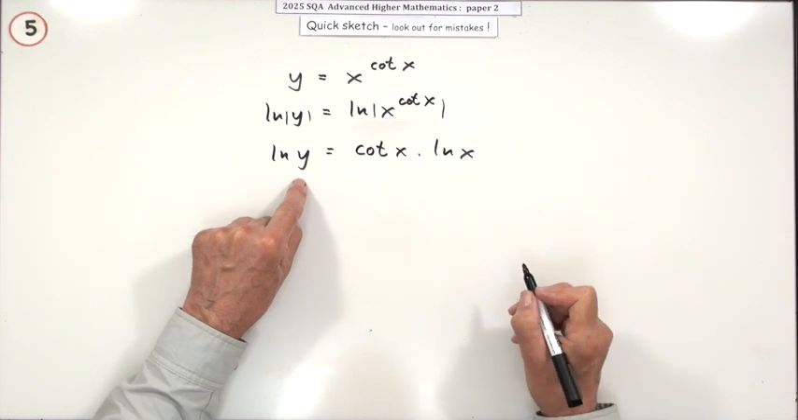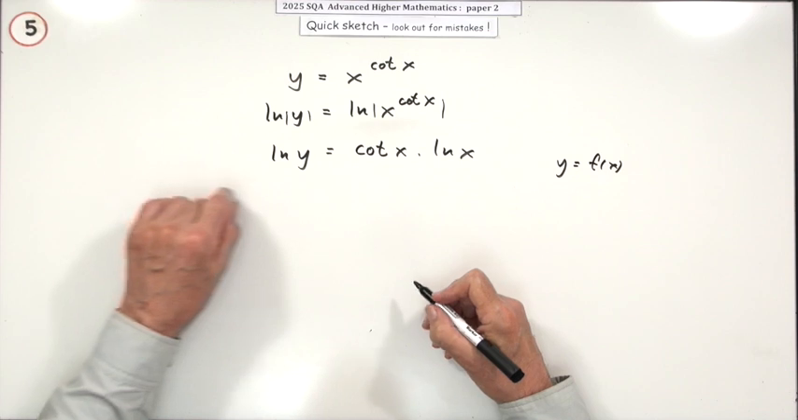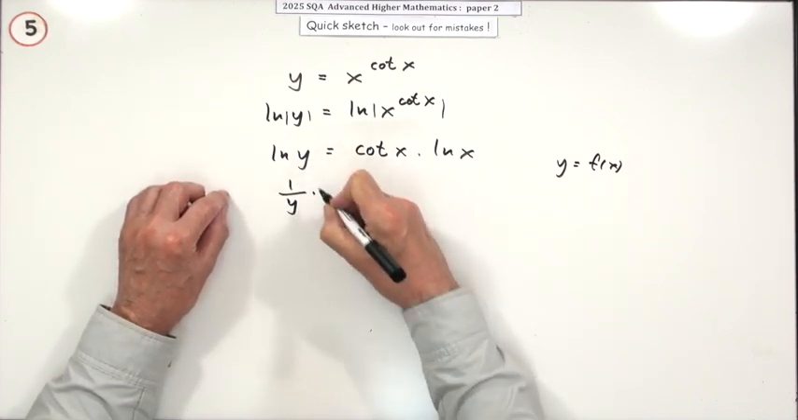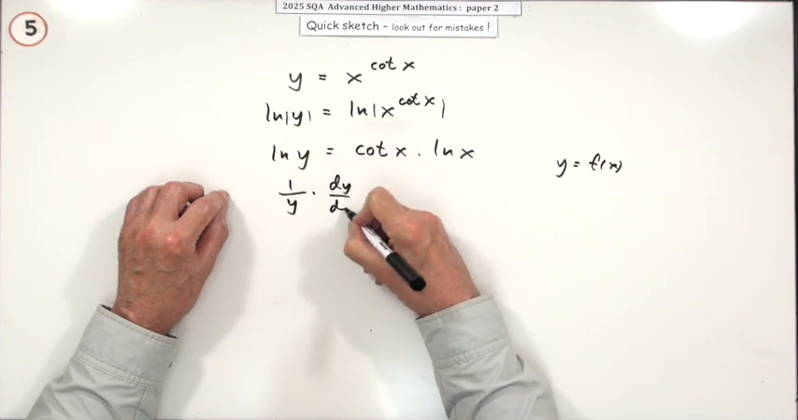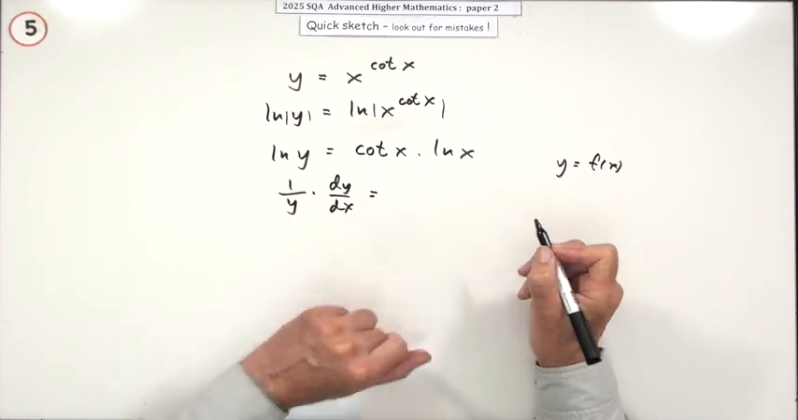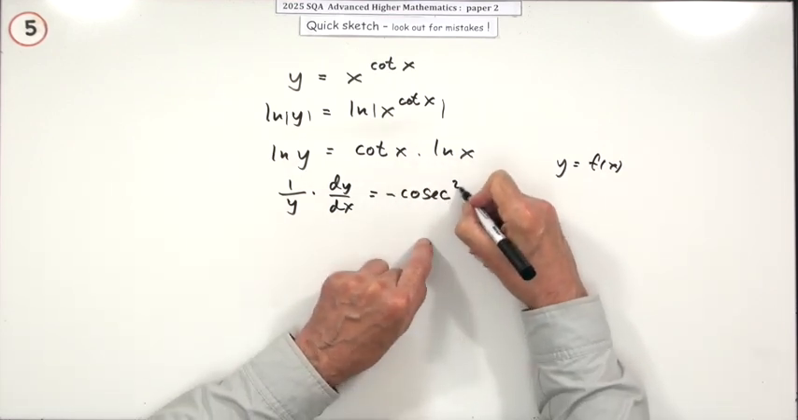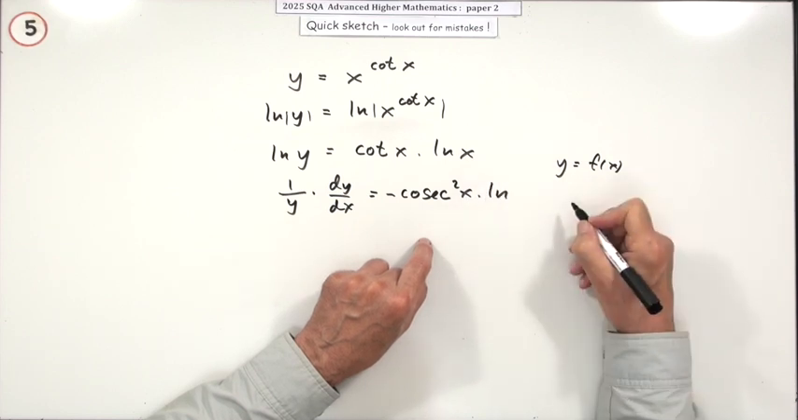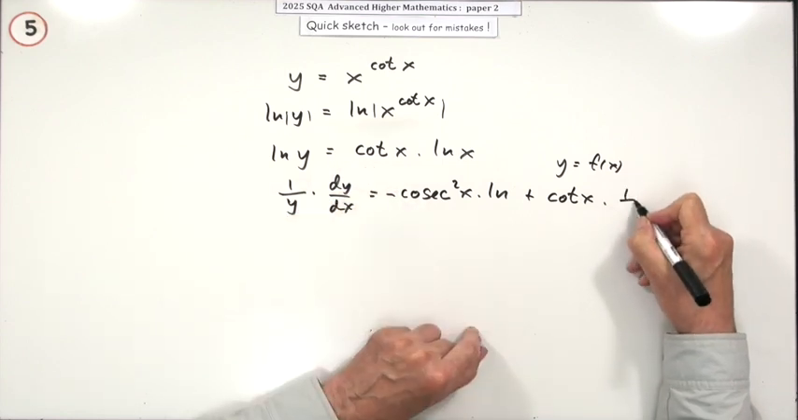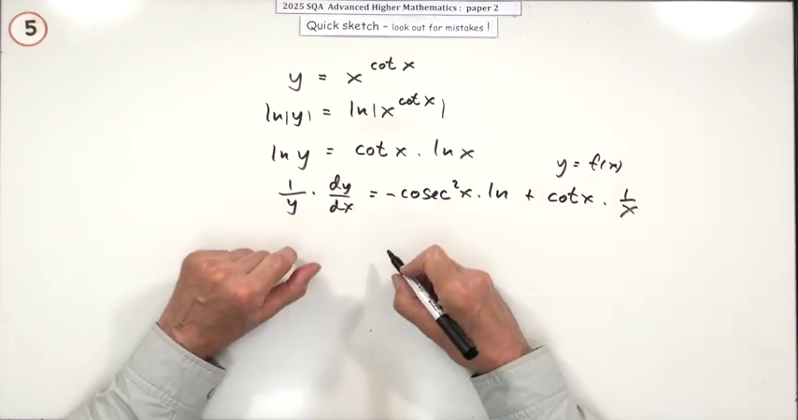Remembering again, same as in that other question, y is a function of x. So differentiating ln y goes to 1 over y multiplied by the derivative of y, which in this case is dy divided by dx. That's a product. Cot x, now you'd have to look up the derivative. That's negative cosec squared x multiplied by the ln x, plus, now leave that alone, cot x times 1 over x. That's a bit messy looking, isn't it?